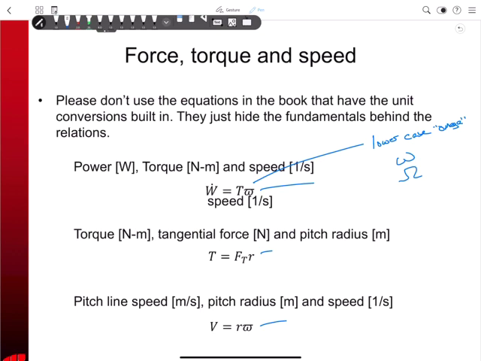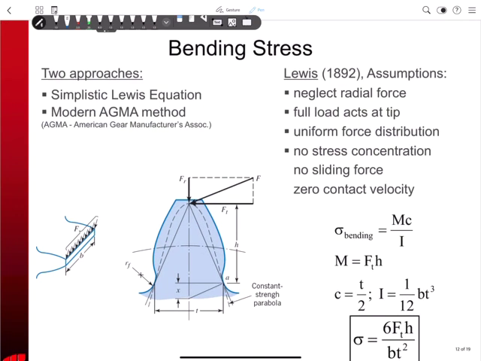Well, but there's this equation in the book. Yeah, don't use the equation in the book. Use stuff that you know. That being said, here's a bunch of equations, right?